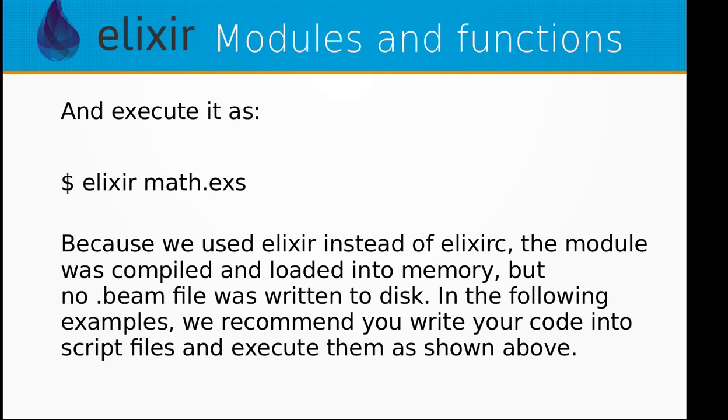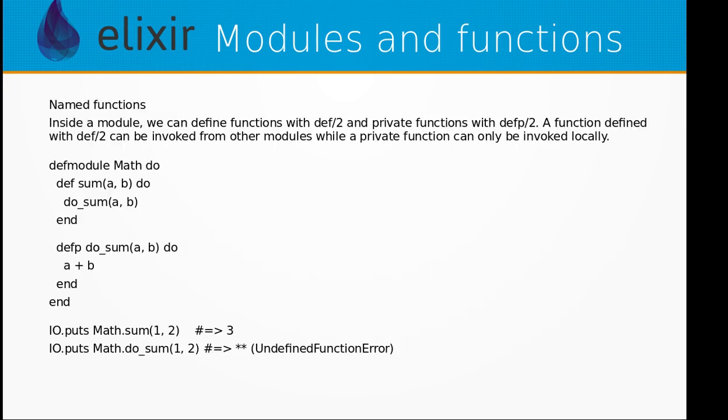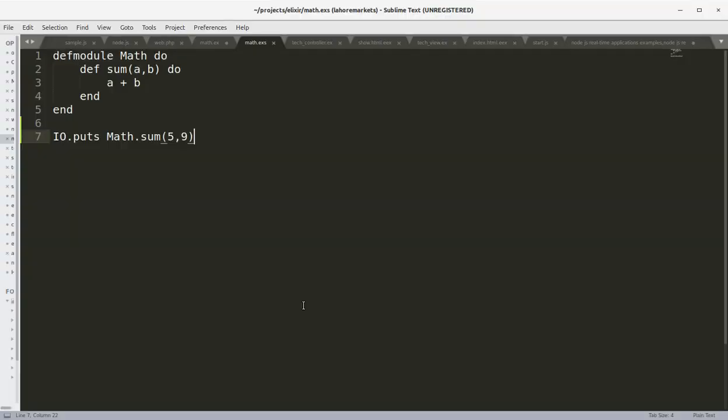In the following examples, we recommend you write your code into script files and execute them as shown above. Let's look at named functions. Inside a module, we can define functions with def and private functions with defp keywords. A function defined with the def keyword can be invoked from other modules, while a private function can only be invoked locally. So let's go back to our math module, and we have the sum function.